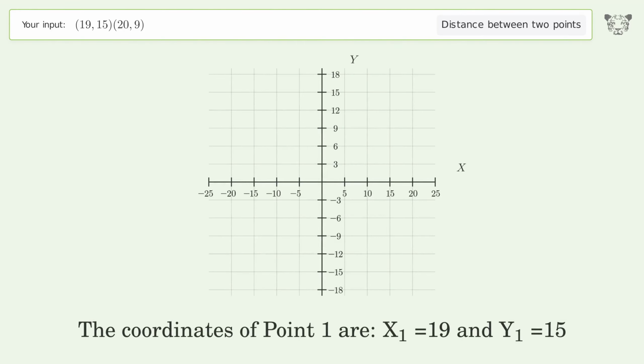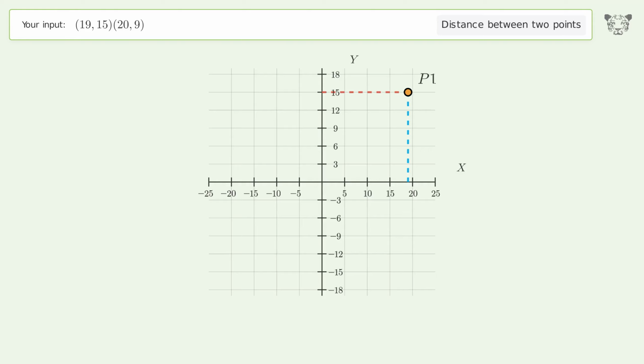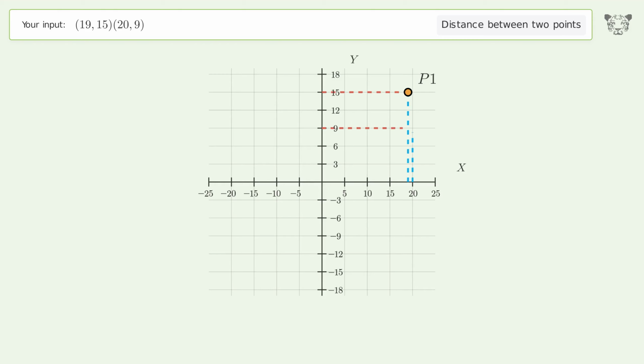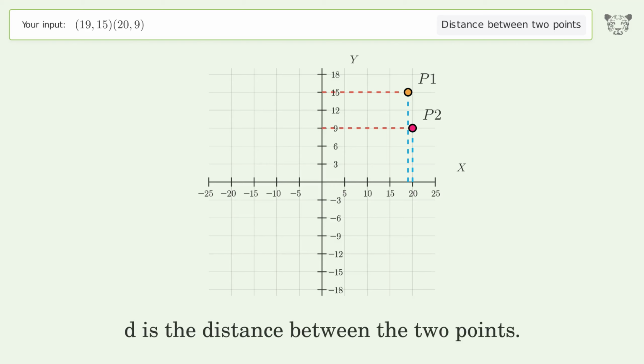The coordinates of point 1 are x1 equals 19 and y1 equals 15. The coordinates of point 2 are x2 equals 20 and y2 equals 9. D is the distance between the 2 points.